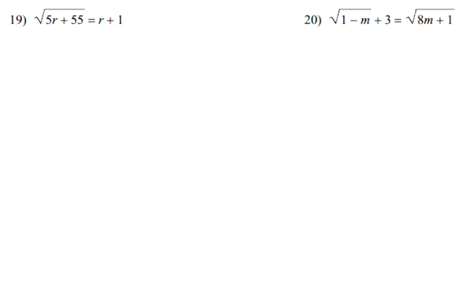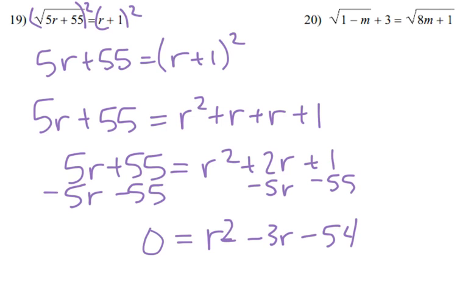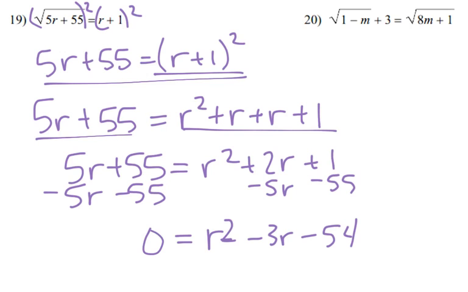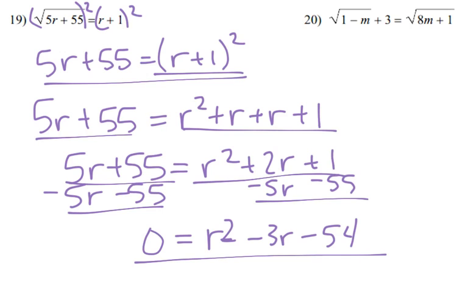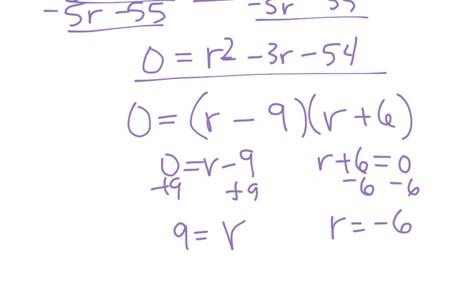We plug them both in, they work. Okay, so I've got a minute left, so I'm probably going to work these out, then explain them pretty quick. So we square both sides, get that, multiply that out, simplify it, subtract everything, gives us this. So then we just factor this and solve. So we factored out, getting r minus 9 times r plus 6. Solve those, so 9 equals r and negative 6 equals r. Now we got to test them.